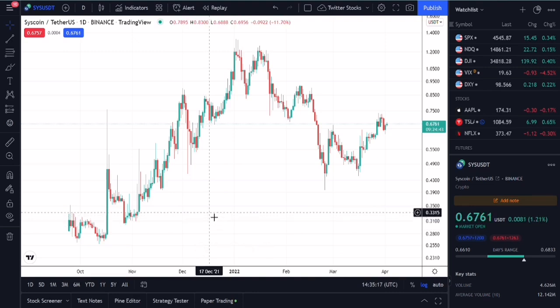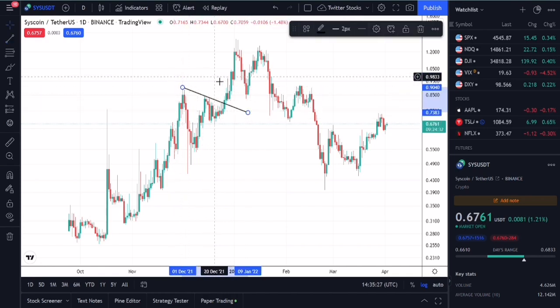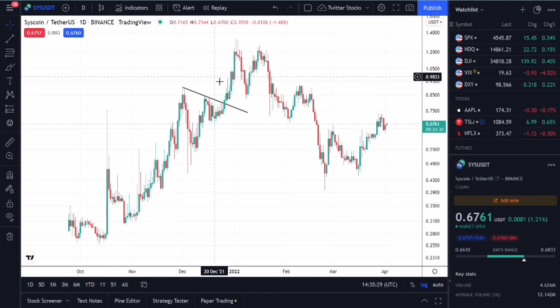I just wanted to do another update on SYSCOIN. Now I did one, I think in December of 2021, when SYSCOIN broke through this cup and handle formation. After that, I haven't really covered SYSCOIN on YouTube.